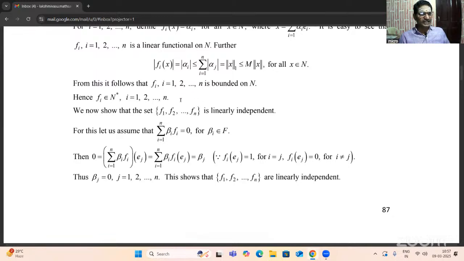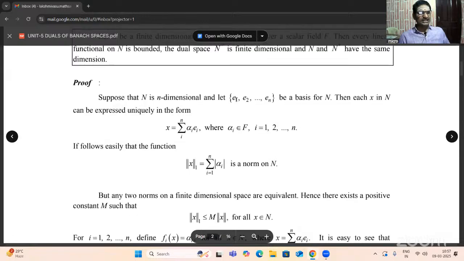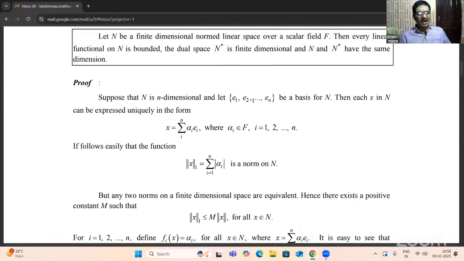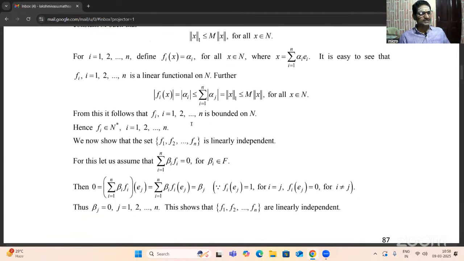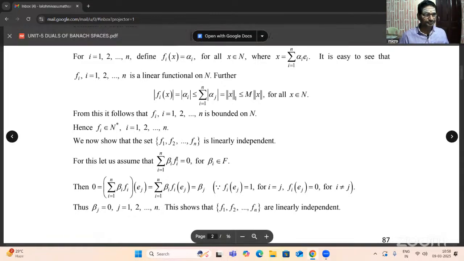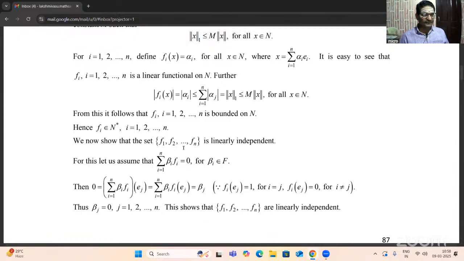So the set of all linear functionals is always linearly independent, because the given set of elements is the standard basis. Already we know, already we have learned, that all the standard basis, all the regular basis, all the usual basis are always linearly independent. That's why that is the basis for the linear functionals. So the set f1, f2, and so on, fn is linearly independent.